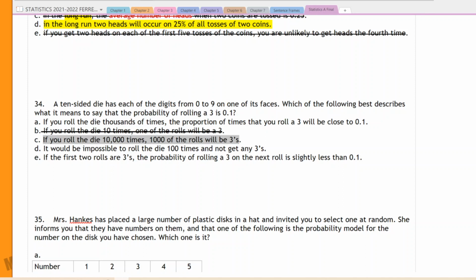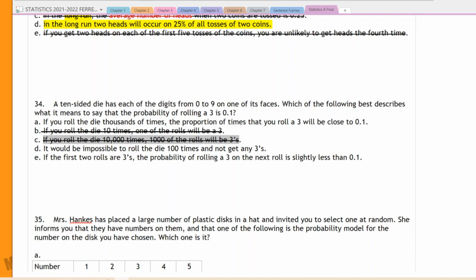So if we roll the die 9,999 times, and only 999 of them have been 3s, that means the last one is guaranteed to be a 3 because we have to get to 1,000. And that's not the way that probability works. So that's not going to be correct in my book.